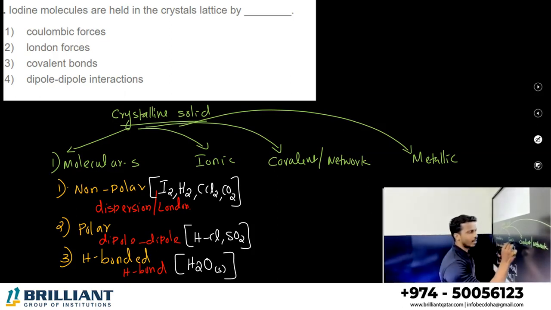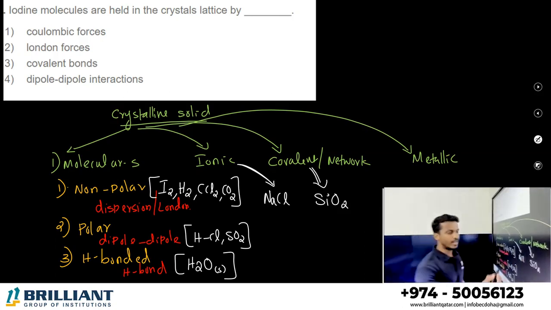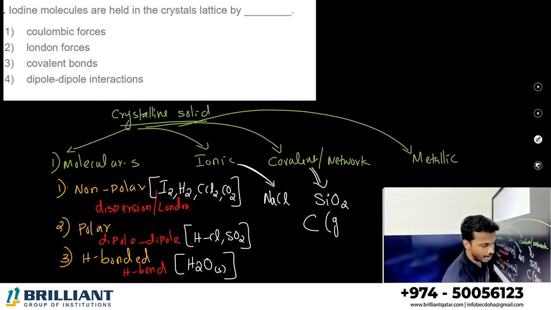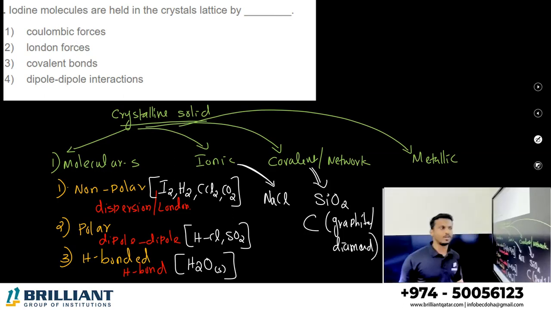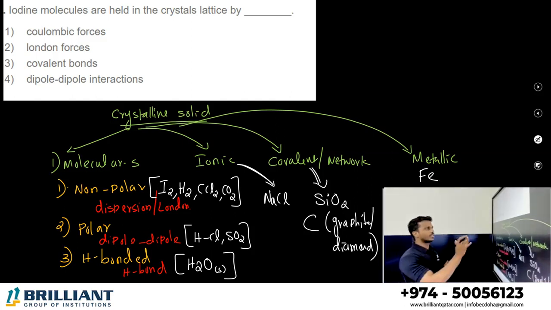What is an example of an ionic solid? The only example we can study is sodium chloride. Covalent or network, the main example is SiO2. Then the other one, carbon. If they give carbon in this question, it does not mean carbon as an element, it indicates either graphite or diamond. Diamond, quartz, everything belongs to covalent or network. What about metallic? Their constituent particles are metals, like iron, cobalt, etc. So these are the crystalline solid classification.